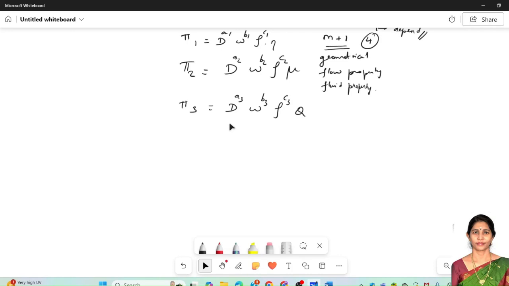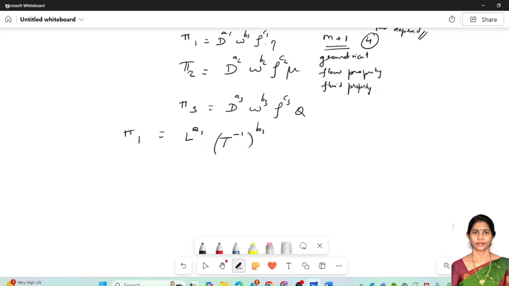Now we have to express these variables in terms of dimensional quantities. So I'll take the first equation, pi 1. For the diameter, you have the length only as the dimension, so this is L to the power a1. And then you have T to the power minus 1 because it is angular velocity, so T to the power minus 1 to the power b1.